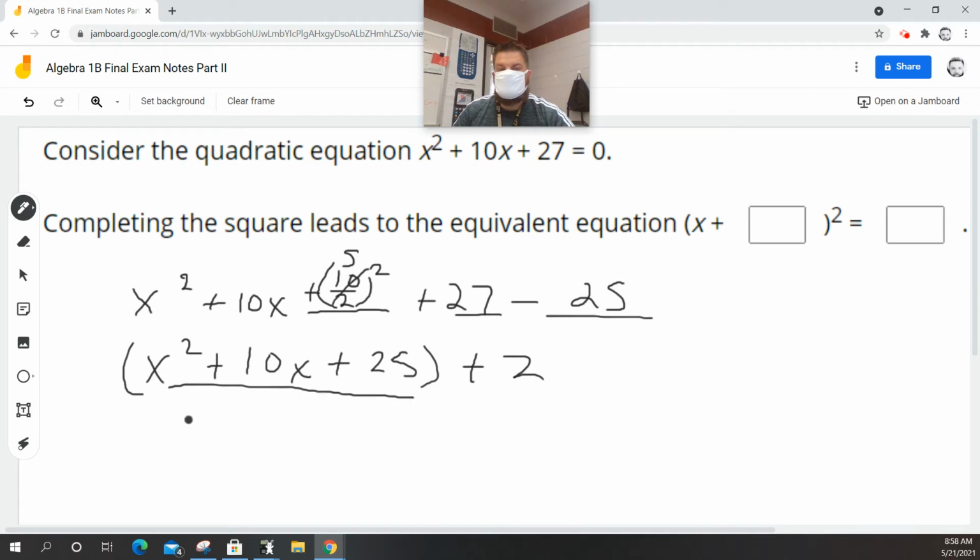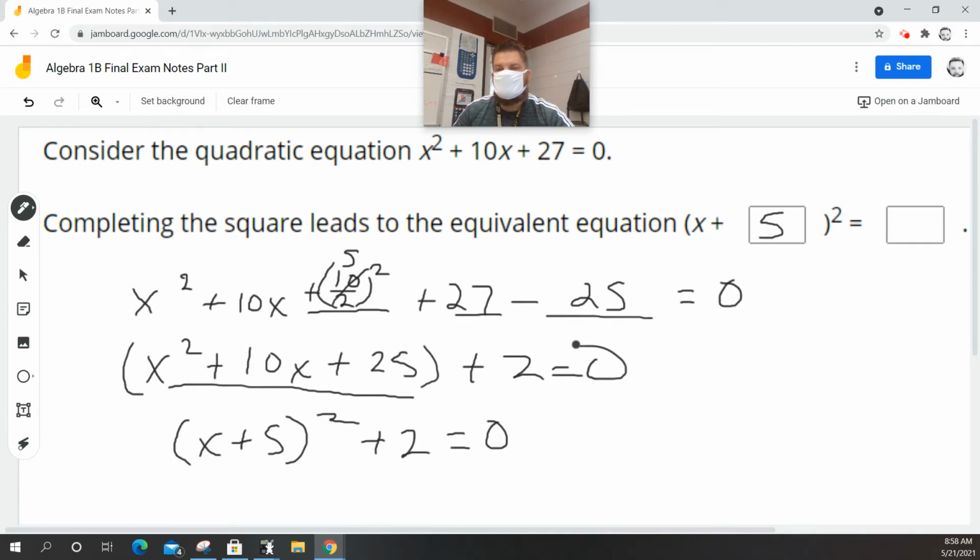This reduces down to x plus 5 squared, and then we tack on the plus 2. So this becomes positive 5. Now, this is equal to 0, right? All this stuff is equal to 0. I kind of skip past that. Okay. So now what do I do?